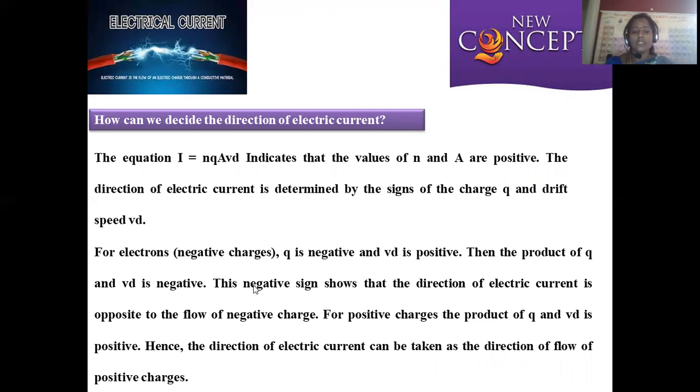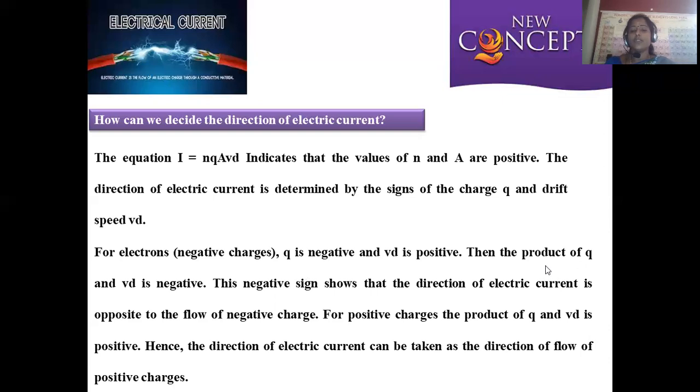They are assigned the negative charge. That's the reason why it is opposite. So here the negative charge is there, and opposite to the negative charge, they are moving towards the positive end. For the positive charges, the product of Q and VD will be positive. In that case, the direction of electrical current is taken as the direction of flow of positive charges.